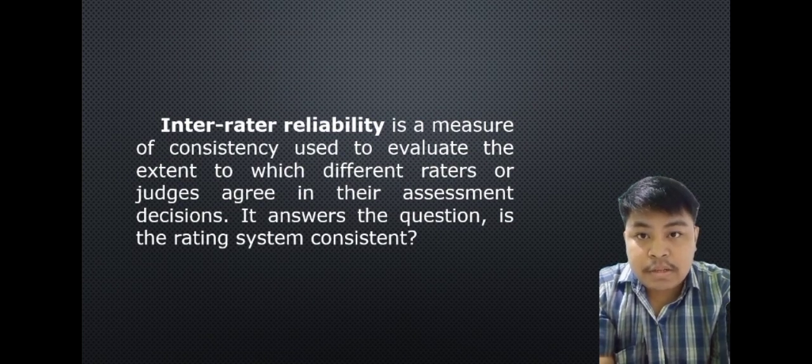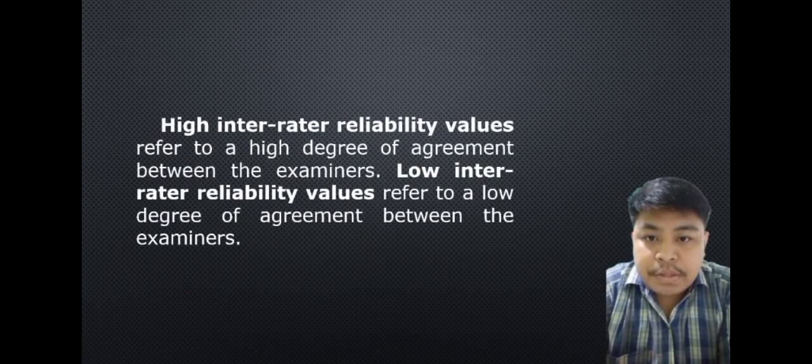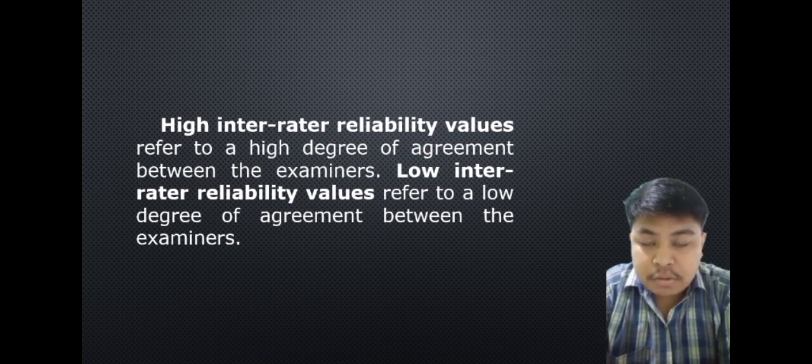Examples of inter-rater reliability are the judging of a beauty pageant, conducting a job interview, and also scientific symposiums. Inter-rater reliability can have high or low values. High inter-rater reliability values refer to a high degree of agreement between the examiners, while low inter-rater reliability values refer to a low degree of agreement between the examiners.